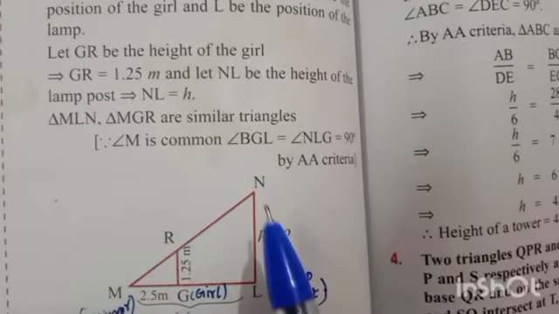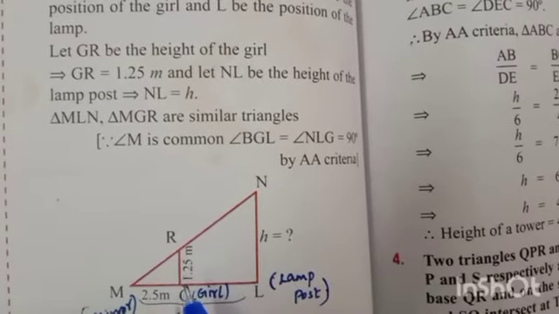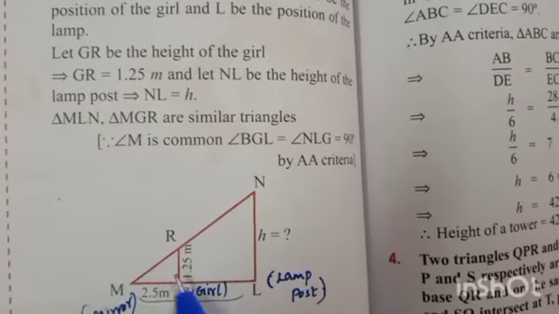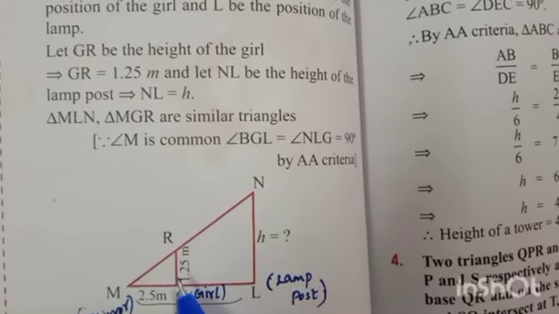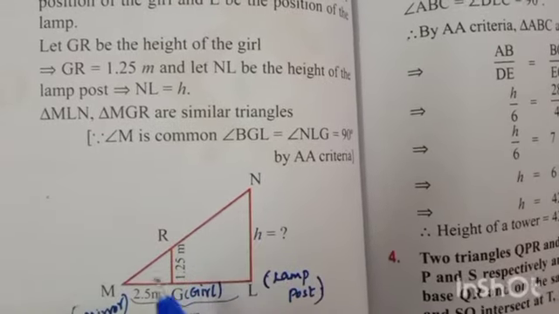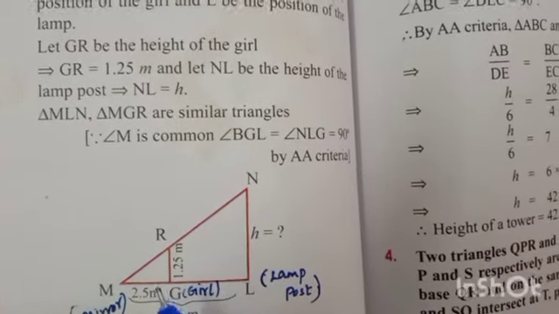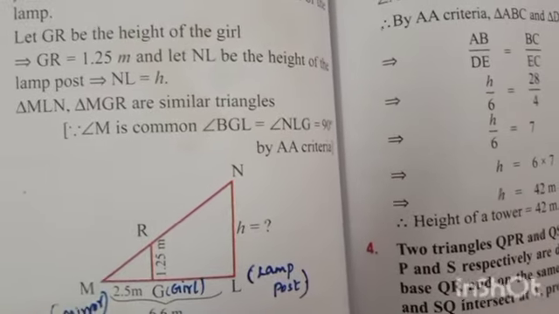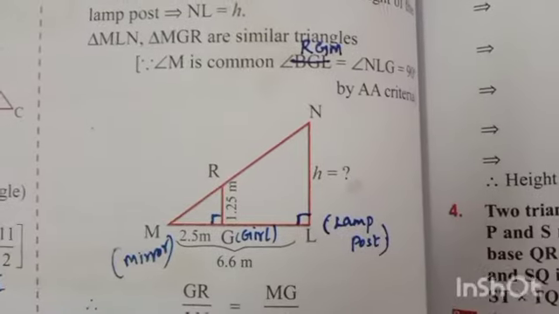These two are similar triangles, since M is a common angle. Yes, this M is common for the small triangle and the big triangle. Then the other two angles are equal. Listen, students, it is wrongly given.